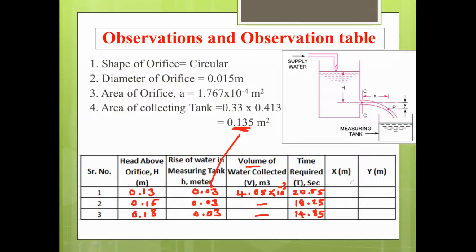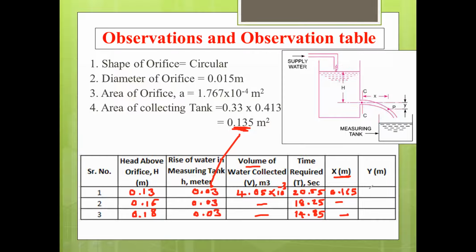So now next observation, x and y. For the first reading, what was the x? X is the same for the other 3 readings. What is that value? 16.5 centimeter it was there, no? So if you divide it by 100, it will become 0.165. So x value will be 0.165. For this also same, for this also same, because we have not changed x. The y value we measured differently each time.